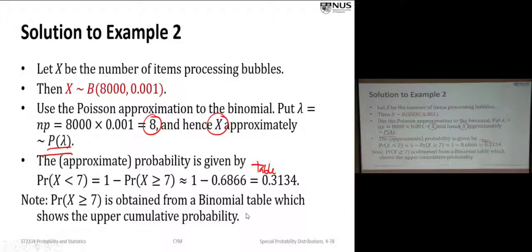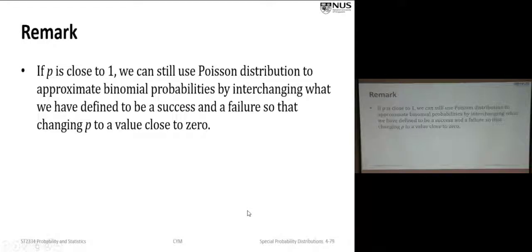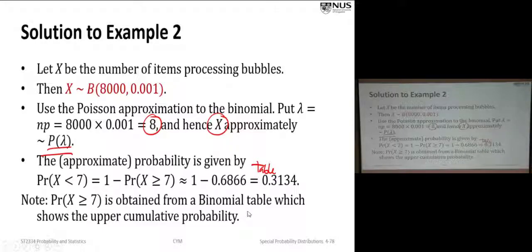You can use the binomial table, or this one again can be obtained from a Poisson table. We don't have a binomial table with n equal to 8,000, so huge. But we have a table for a Poisson with parameter equal to 8, right? So this is Poisson.